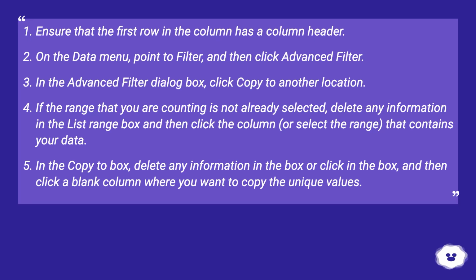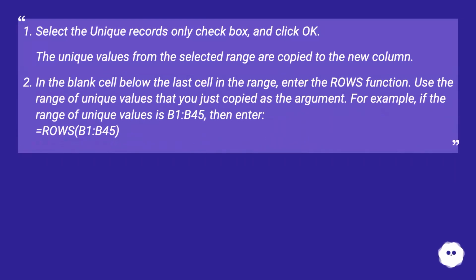In the Copy to box, delete any information in the box or click in the box, and then click a blank column where you want to copy the unique values. Select the Unique records only checkbox and click OK. The unique values from the selected range are copied to the new column.